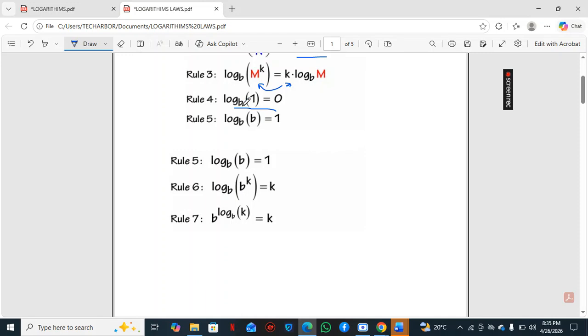Then we've got the next rule here, as we said earlier on, log b b equals 1. So this is the same as saying log base 3 of 3 equals 1. Because remember, if you raise 3 to the power 1, multiplying 3 by itself one time, you're going to get a 3 there.